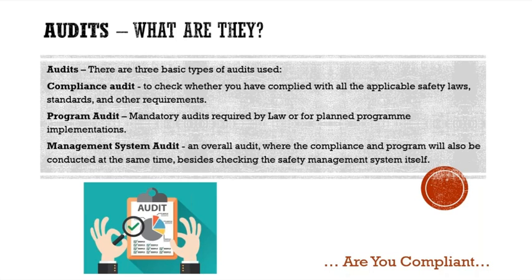Then we have a program audit. These are mandatory audits required by law. When they tell you in the construction regulations, you have to audit every 30 days, or perhaps the client specifications require you to do a program audit on any implementations that you have on a site. This can be done quarterly or biannually, depending on what is agreed upon.